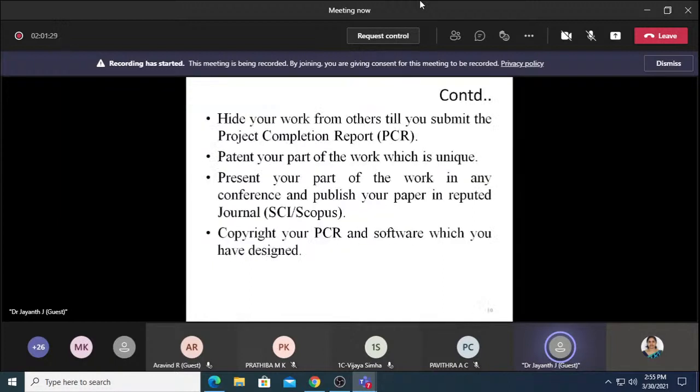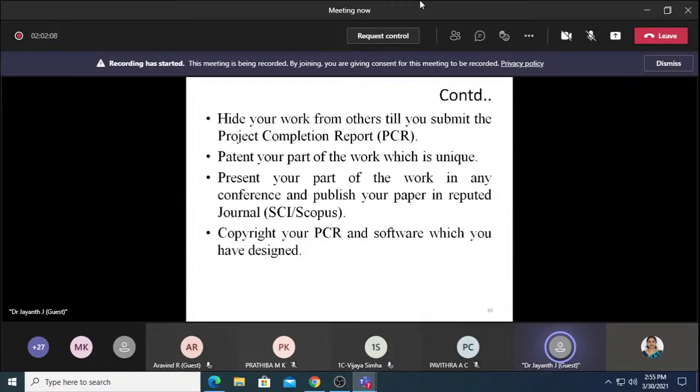Next, most important thing: after completing your work, or while you are writing a proposal, hide your work as much as possible until you submit your project completion report. Don't even tell your friends, because they can change the title and submit another proposal. Second, patent the part of your work which is unique. If it is not unique and has already been done by others, compare your results with others and publish it in an SCI or Scopus journal.